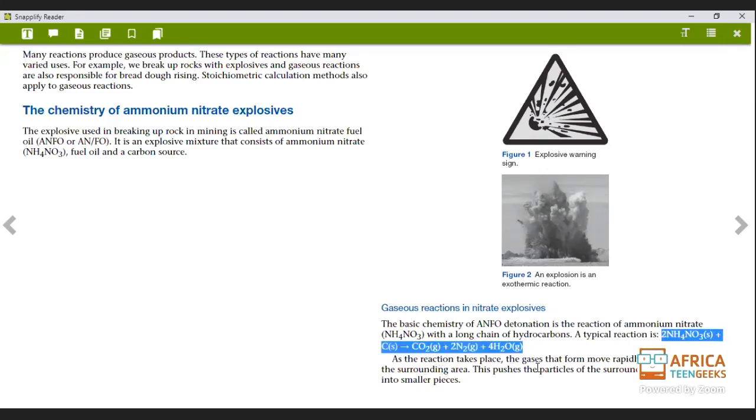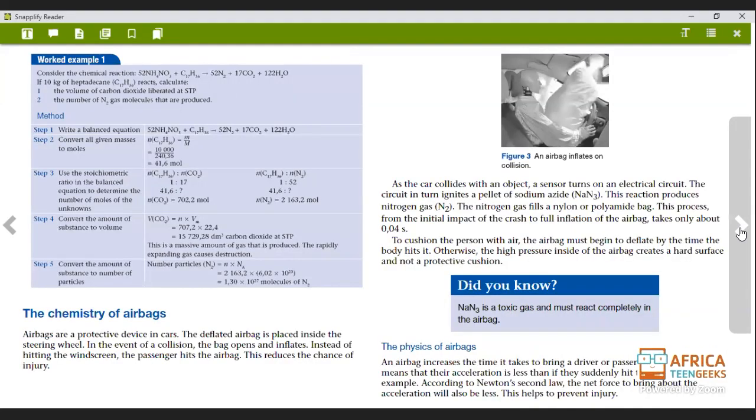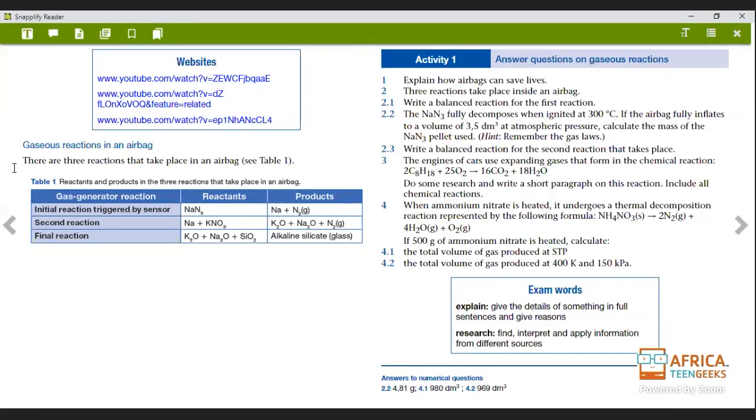As the reaction takes place, the gases that form move rapidly. But what also is important, and why we're doing it here in chemistry, is because there are 3 reactions that take place during the, oh sorry, I'm in the wrong place. The physics of an airbag, I'm so sorry. Yes, here. So with the airbags, there are 3 reactions.